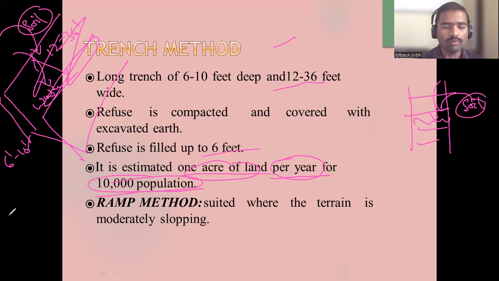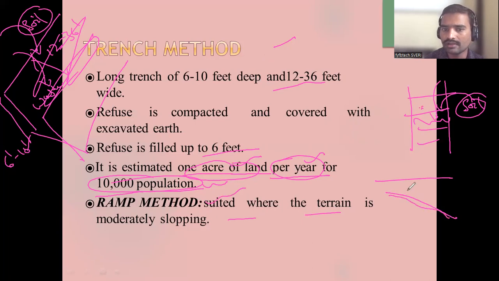What is the population? It is 10,000. One acre of land per year. Now the ramp method. In the ramp method, if the terrain is moderately sloped, it is used. If the ground is level, the trench method is used. If the ground is sloping, then the ramp method is used. The technique is the same, but the trench is in a sloping condition.